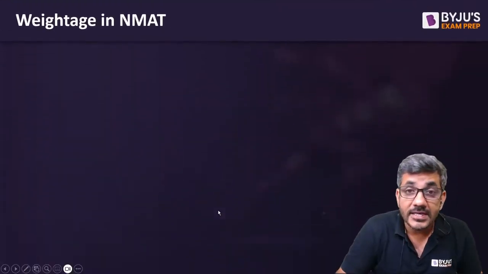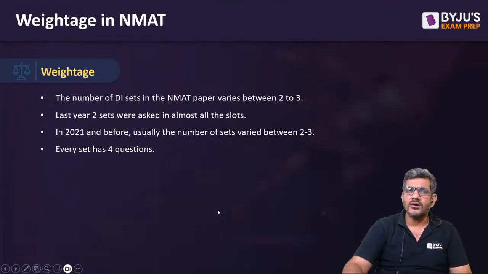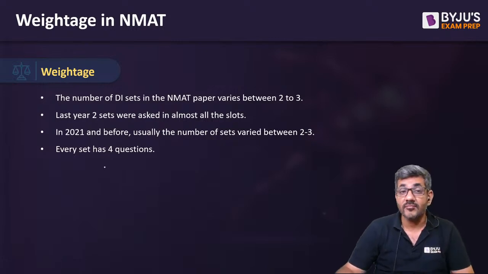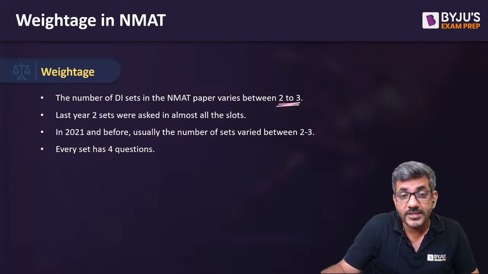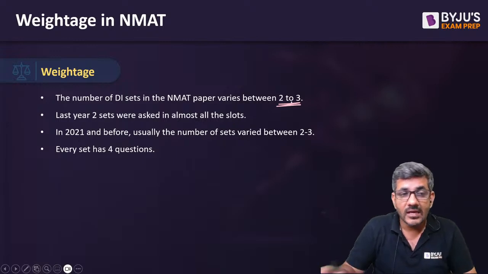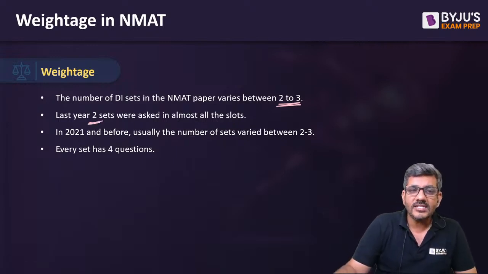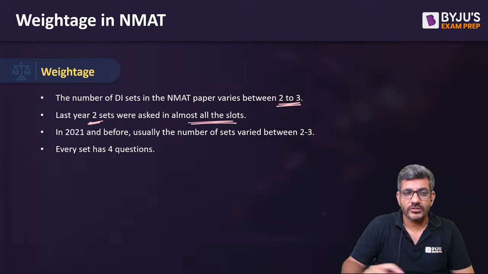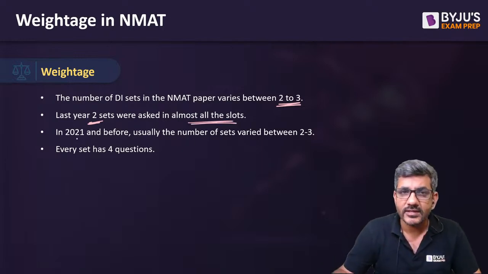So what is the weightage of this topic in NMAT? I would say it's an important topic. The reason is the number of DI sets have been there in NMAT. It has been between 2 to 3 in the last few years. And in the last year, two sets were asked in almost all the slots. Almost all slots had two sets.